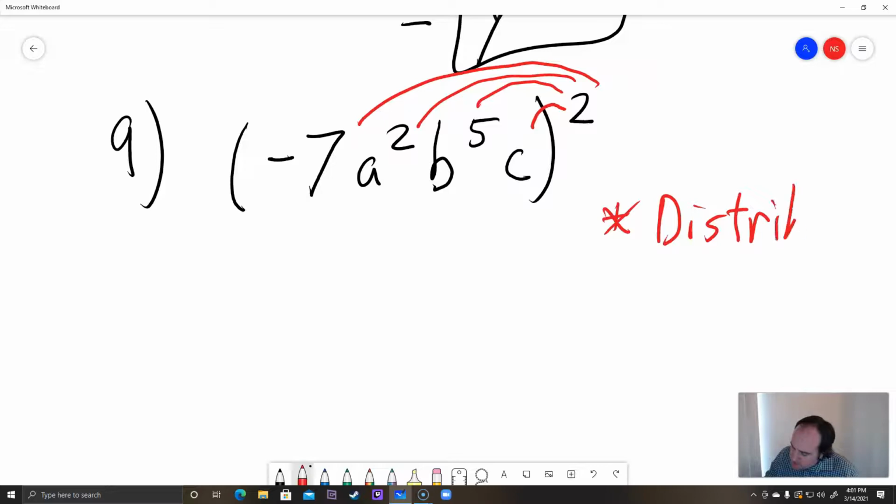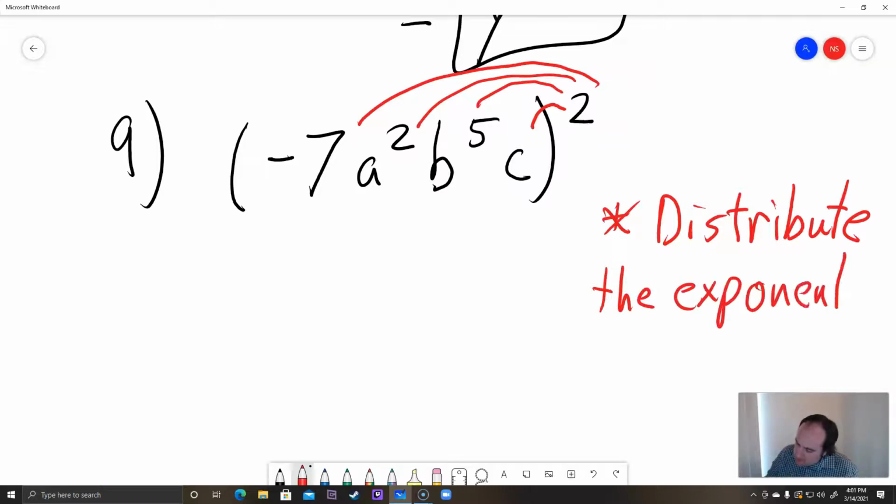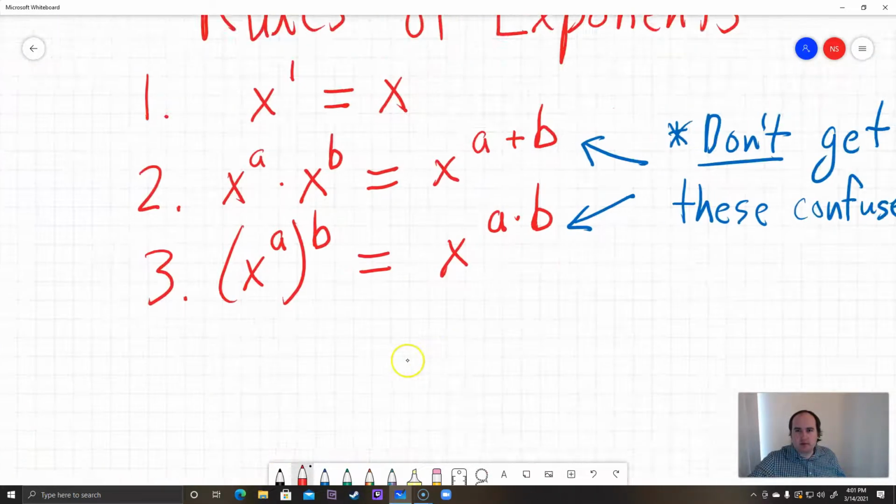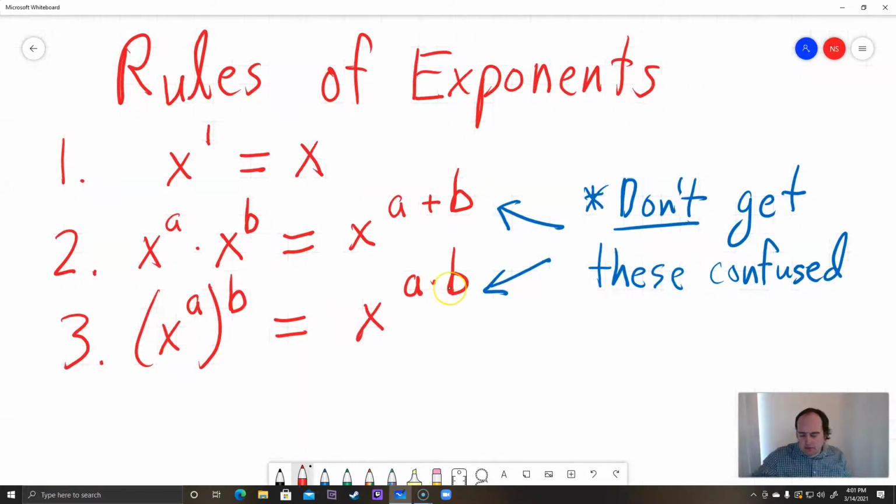Okay, just make sure that you distribute it to every exponent. Now this one comes from yet another rule of exponents that we haven't learned yet, the idea that you can distribute it. So let me go back up to our rules of exponents. We're going to call this rule number 4.